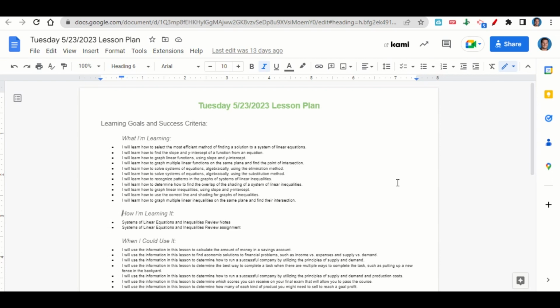how to recognize patterns in the graphs of systems of linear inequalities, how to find the overlap of the shading of a system of linear inequalities, how to graph linear inequalities using slope and y-intercept, how to use the correct line and shading for graphs of inequalities, and how to graph multiple linear inequalities on the same plane and find their intersection.